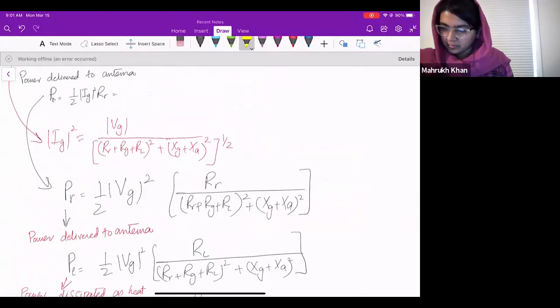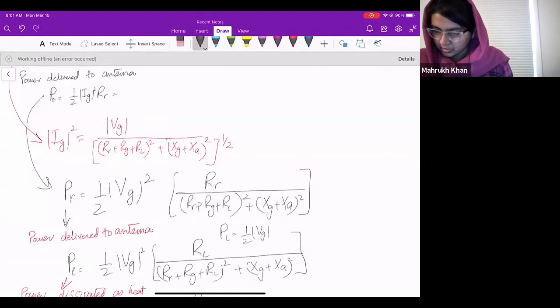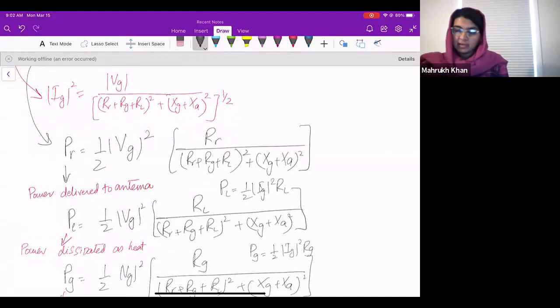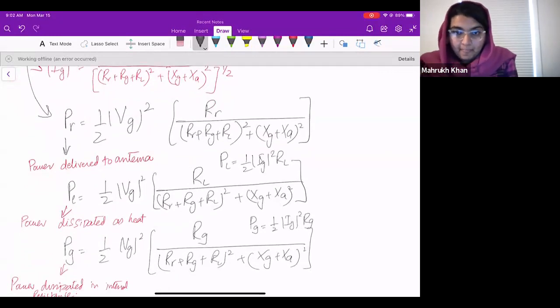Okay, sorry, I meant here is, this is PL. PL is equal to 1/2 IG square RL, okay? And then this is PG, which will be 1/2 IG square RG. So these are the power dissipations that I have calculated across these resistances. Got it?